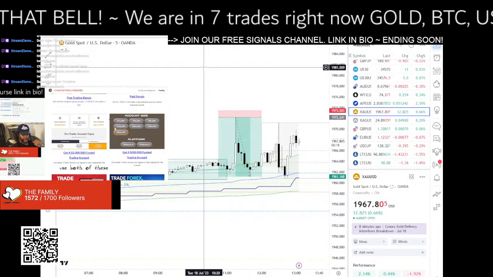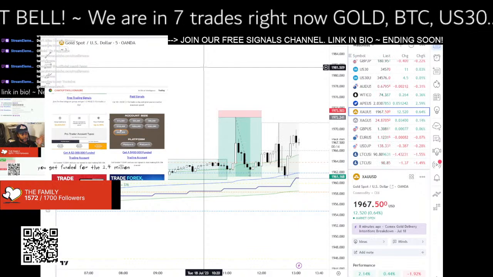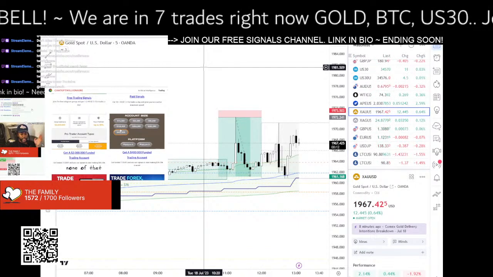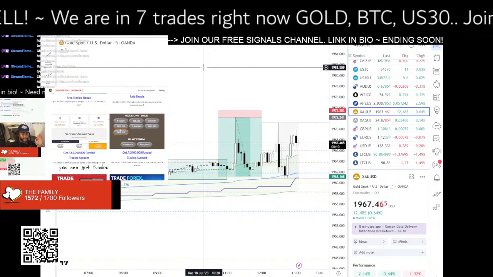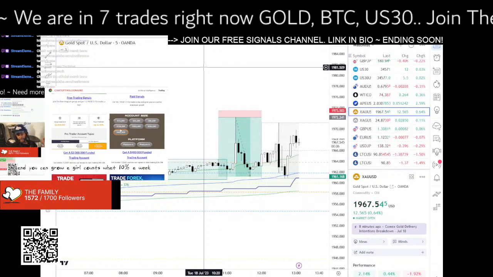You use both of these, sign up for both. In 1 to 3 days, you get funded for 2.4 mil. There's no credit checks, none of that. You can get funded, and now you have a 2.5 mil account. And you can grow it.